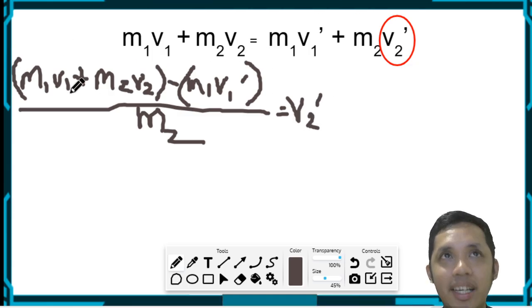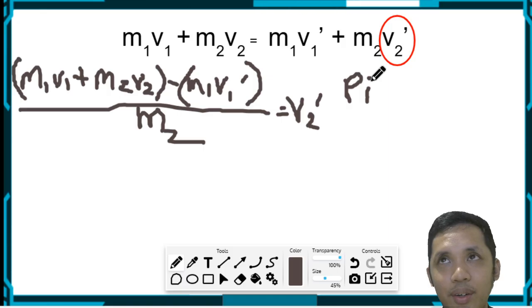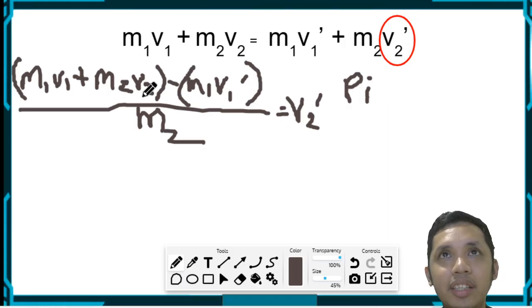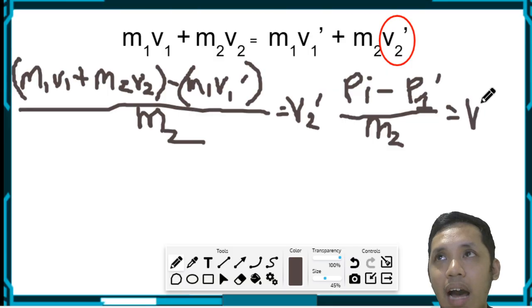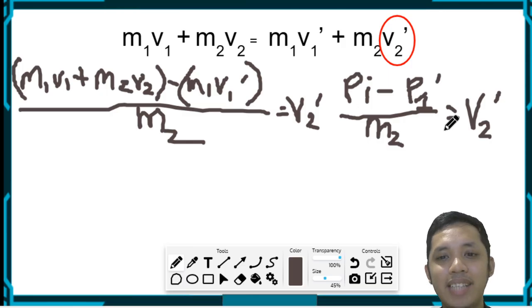But we can simplify this. So m1 v1 plus m2 v2, that is the variable p sub i, or the total momentum before the collision. And then this one minus m1 v1 change, that is the momentum of the first car after the collision. Then divided by m2 is equal to our variable that we are looking for. Okay? That's how it works.